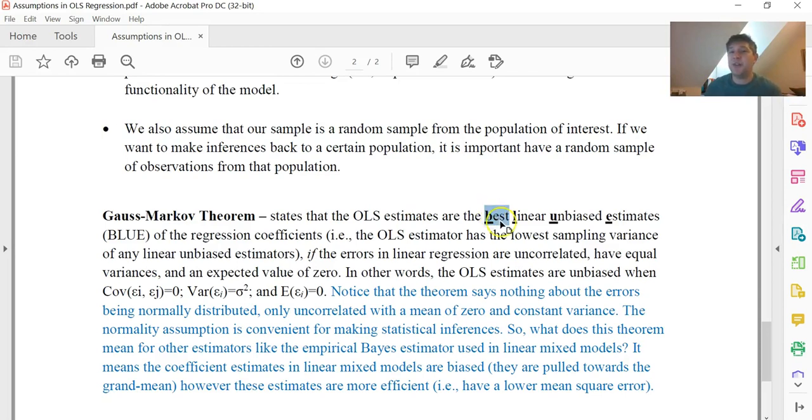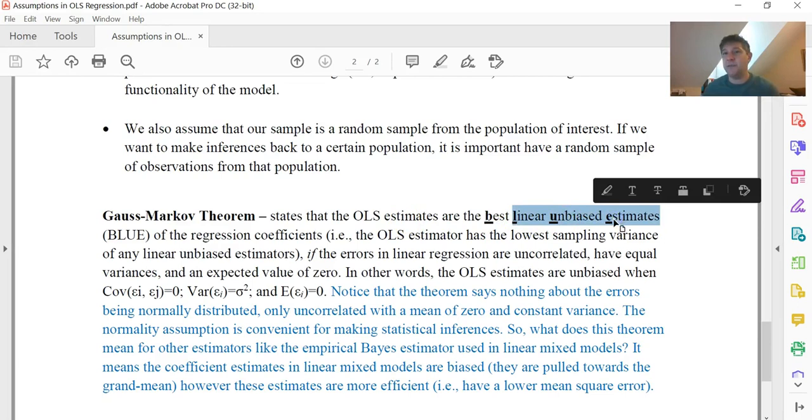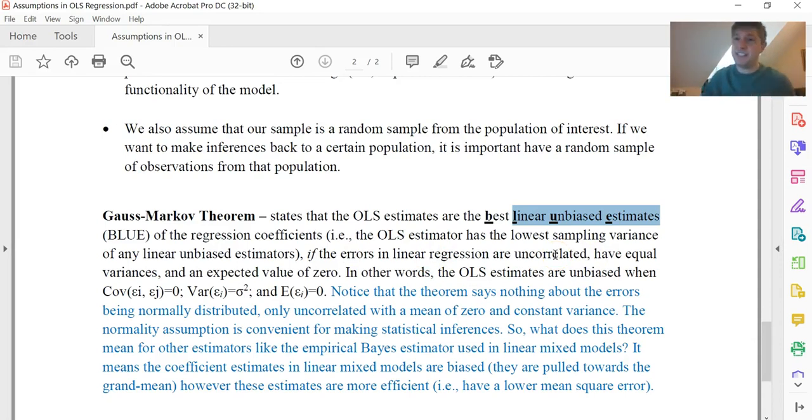So that's what we mean when we say the OLS estimates are best in the class of linear unbiased estimates. As long as the errors are uncorrelated, have a mean of 0 and a constant variance, the OLS estimator is an unbiased estimate of the population parameter.